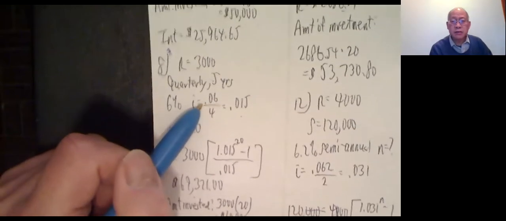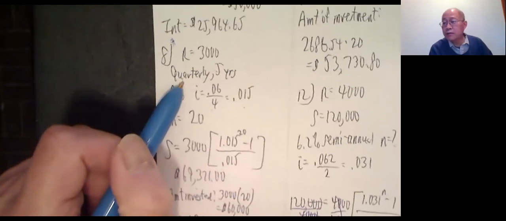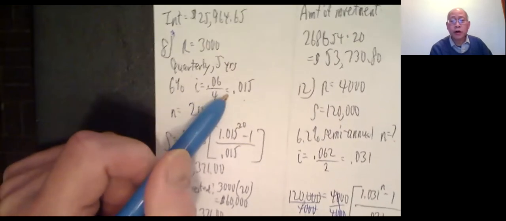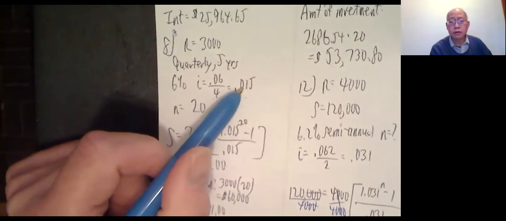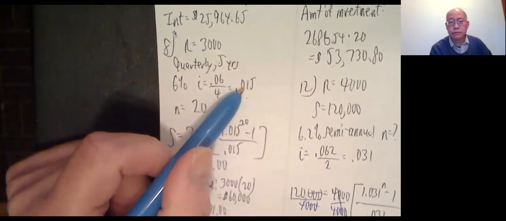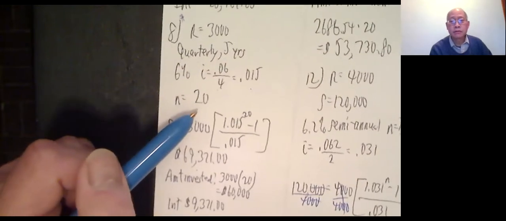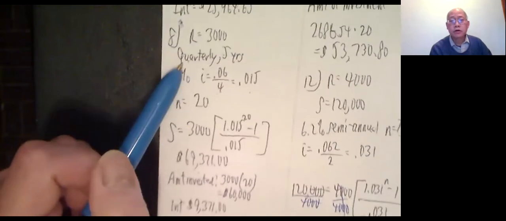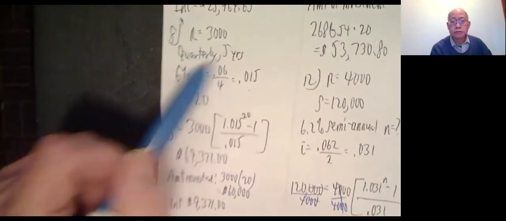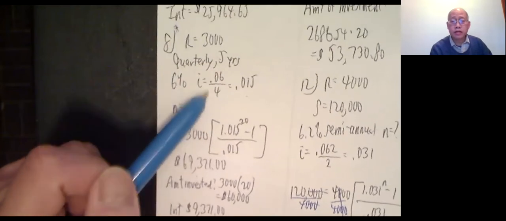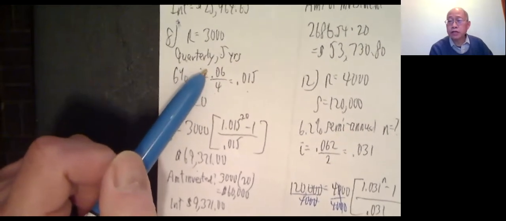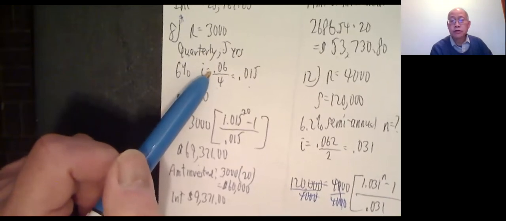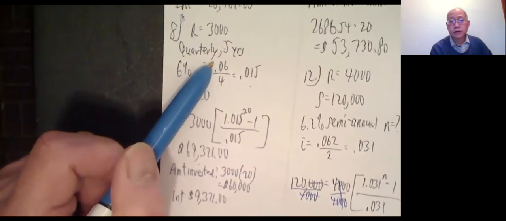Okay, so I take the 6%. Quarterly means divide by 4. 6% is 0.06 divided by 4. 0.015 is what goes in the formula. Okay, what's my N? 20. How'd I get that? 5 years, quarterly, 4 times a year. That was the same strategy last time. It will be the same strategy for Thursday's assignment. It'll be the same strategy for the Tuesday, a week from today also. Okay. Same concept.